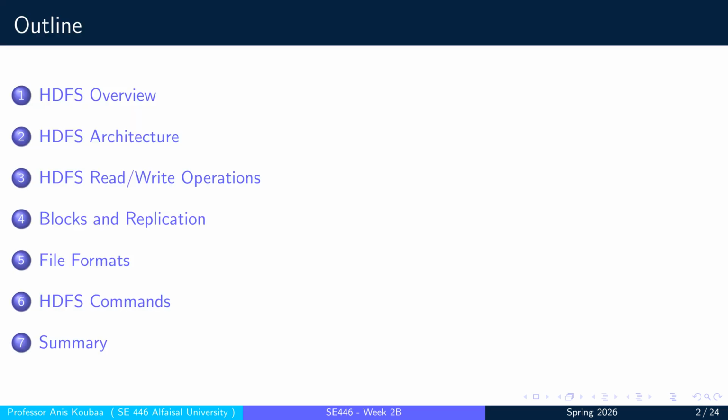Before we dive into the technical details, let me give you a roadmap of what we will cover today. First, we will explore the fundamentals of HDFS, what it is, why it was created, and what problems it solves in the big data landscape. Second, we will examine the HDFS architecture in detail, understanding how data is distributed across multiple machines and how the system components work together. Third, we will discuss the critical concepts of data replication and fault tolerance, mechanisms that make HDFS reliable even when hardware fails.